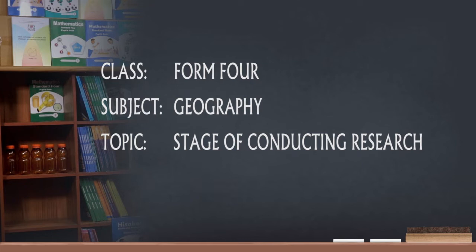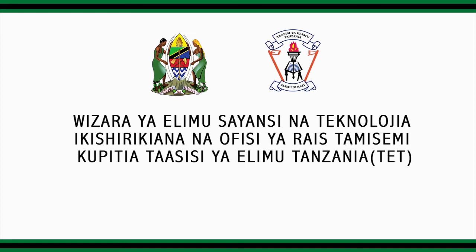Now, let us proceed. Number 2, literature review. At this stage, the researcher should undertake extensive literature survey or review relating to the problem. This is done through reading various publications to know what other researchers have said about what you are researching on. Here, books, academic journals, magazines, and various reports should be consulted.